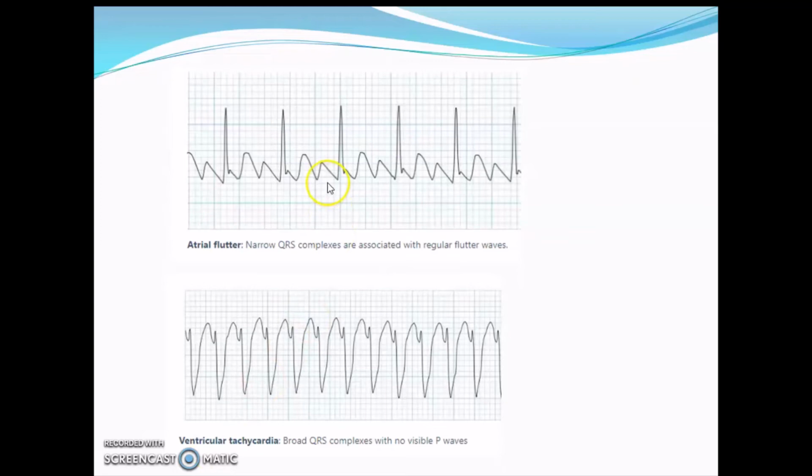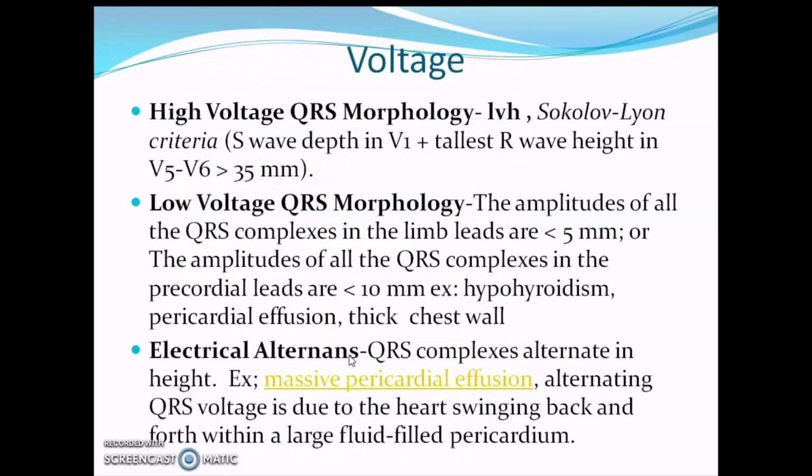So this is an ECG showing a tachycardia. The rate is around 150. The complex is narrow, so it is a narrow complex tachycardia. Now we need to observe the morphology of the P waves. So these are the flutter waves, so it is called atrial flutter. Here there is a tachycardia, but the QRS complexes are broader, so it is probably a ventricular tachycardia.